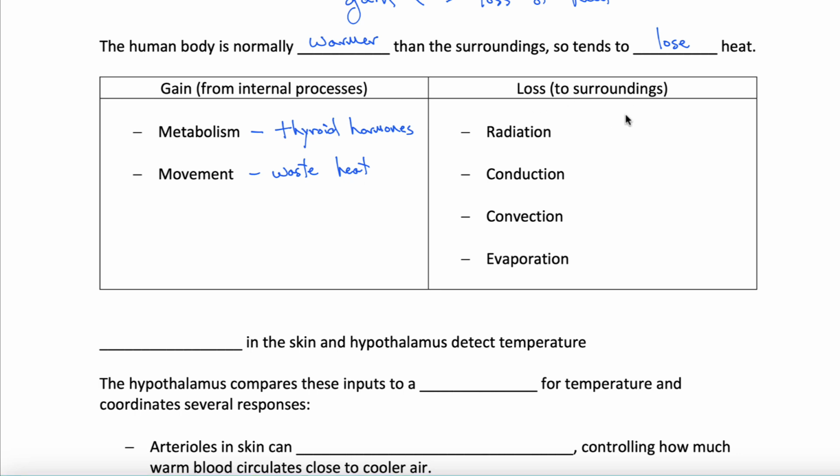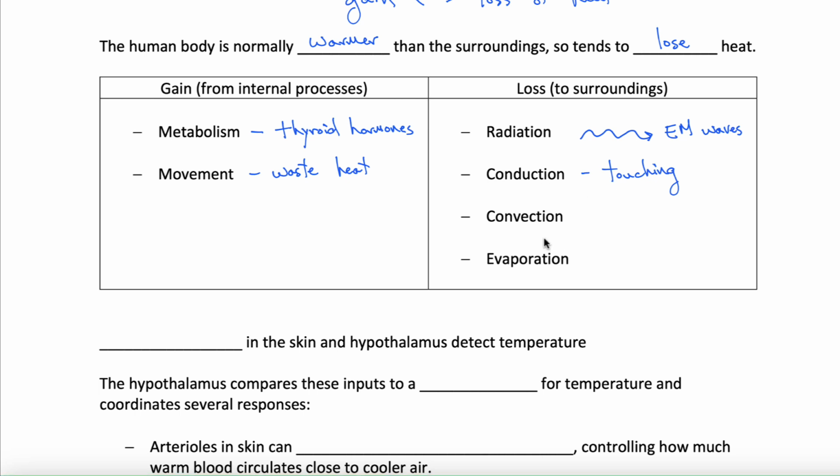Now let's look at loss. So loss is to the surroundings if the environment is cooler than the body, and there are four basic ways that this happens. First is radiation. All objects above absolute zero radiate energy in the electromagnetic spectrum. I'm going to write that as EM waves, and so that is one source of heat loss. The next is conduction, and this is where heat energy is transferred from a hotter object to a colder object that it is in physical contact with, that it is touching. And so imagine touching your hand to a cold surface. The heat energy is leaving your hand and going into the colder surface by conduction.